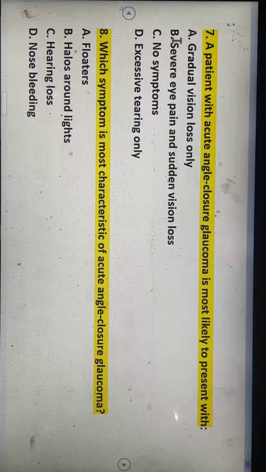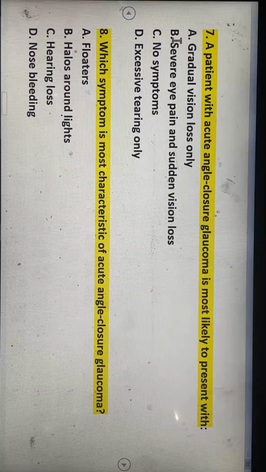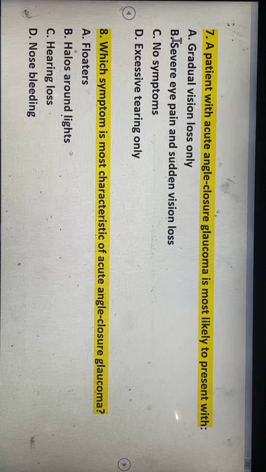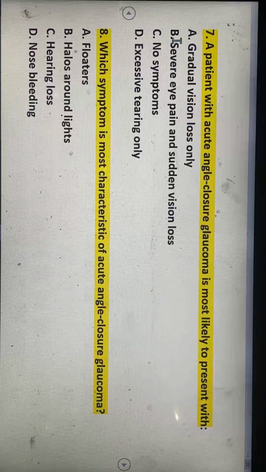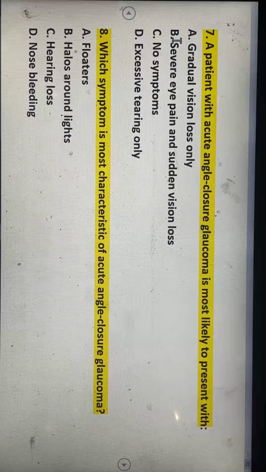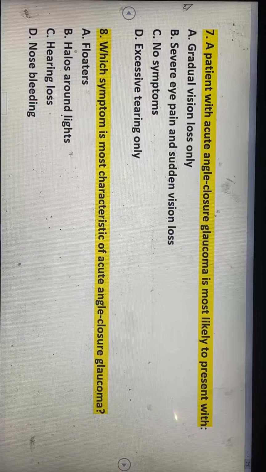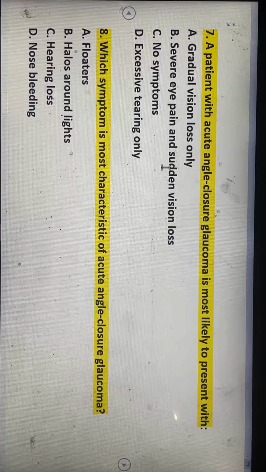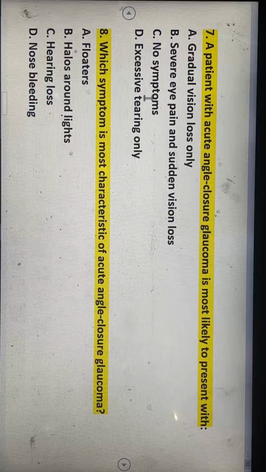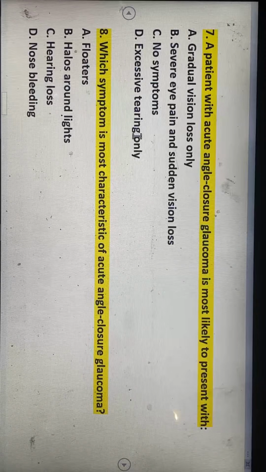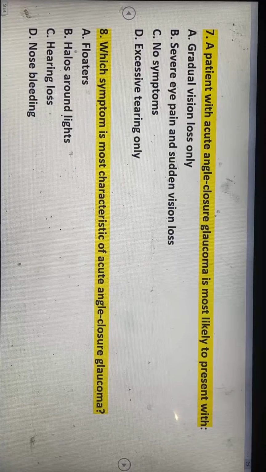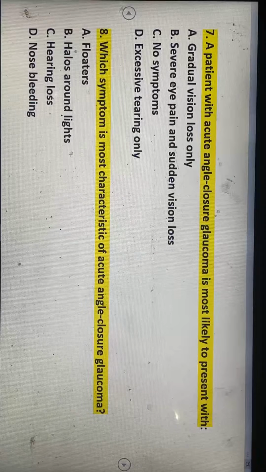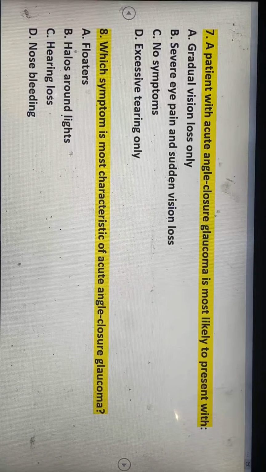Number 7. A patient with acute angle closure glaucoma is most likely to present with: A, gradual vision loss only; B, severe eye pain and sudden vision loss; C, no symptoms; D, excessive tearing only. So I want you to think rationally. If this is your exam and you see this exact question, what will you pick? Is it A, B, C, or D?